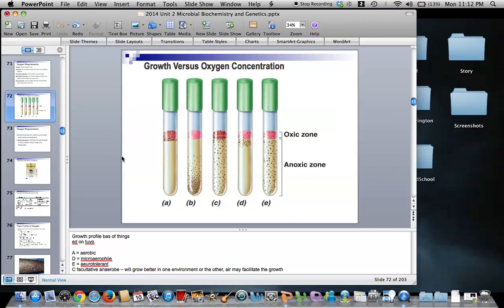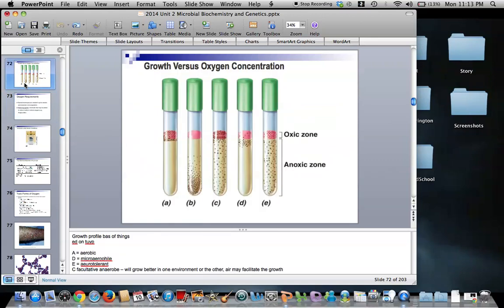Alright, so this is the oxic zone, this is the anoxic zone. A here is clearly an aerobe, this is clearly an anaerobe. This looks facultative to me. I didn't write what B was, but I'm pretty sure it's an anaerobe. C is the facultative one. What is E? This is aerotolerant, so it doesn't really grow differently. There's a facultative, depending on which side it should grow more on one side than the other. And then this, D, is a microaerophile, so a couple can grow, but really it's just hanging out.